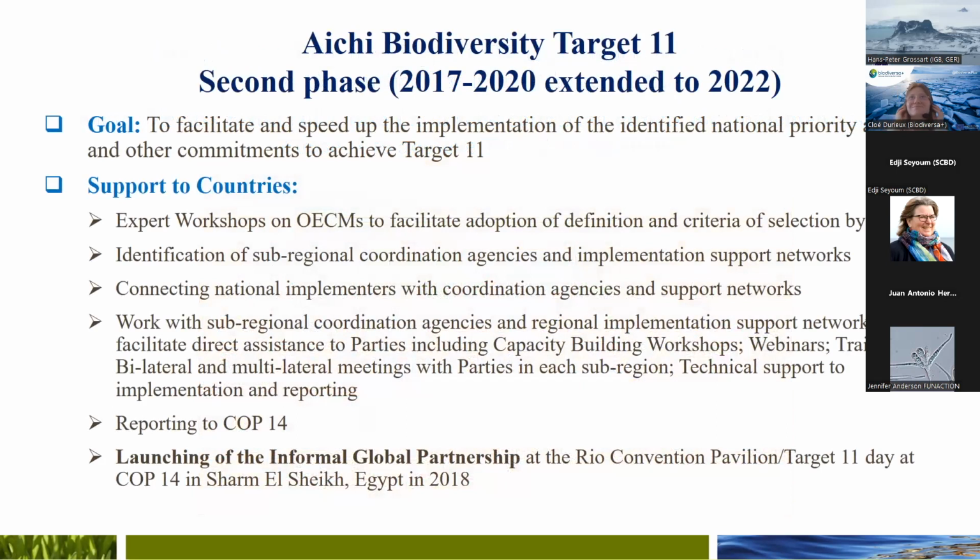I'll go fast. Once the support was sought, the second phase started. The goal, as I said, is to speed up implementation. The main support to countries was work through sub-regional coordination agencies and their regional implementation support network. We had small-scale funding agreements with different agencies to work with the countries of their sub-region and provide focused capacity development to them. And then the information had to be reported to COP. And then we went into the formal launch of an informal global partnership. Next slide, please.